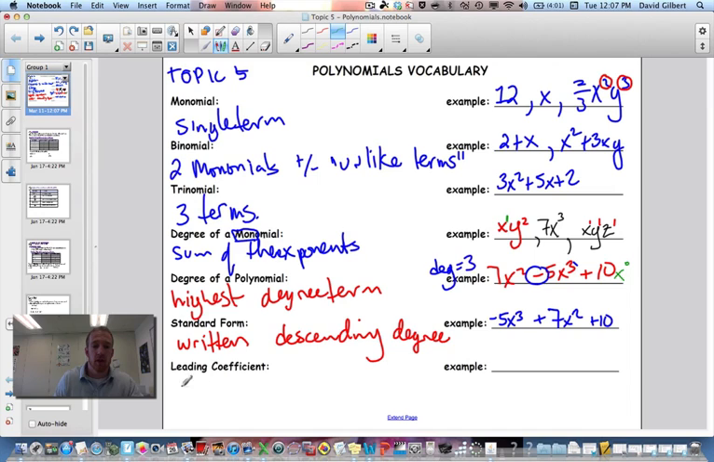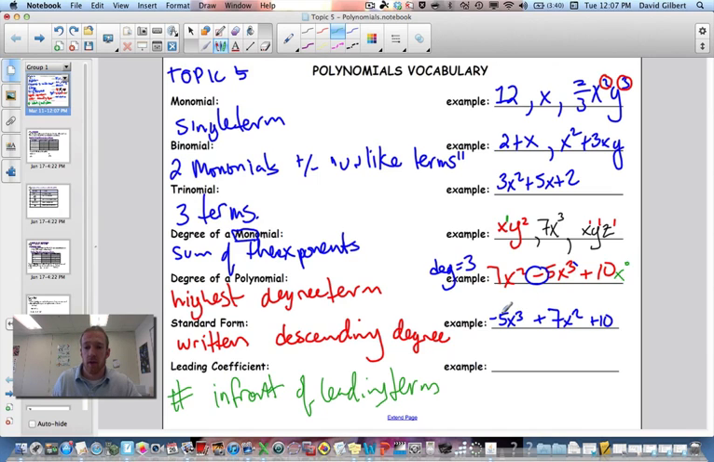The leading coefficient is just the number in front of the leading term. The leading term is the term of highest degree, and the number in front of it is the leading coefficient. So in this case, it would be negative 5.